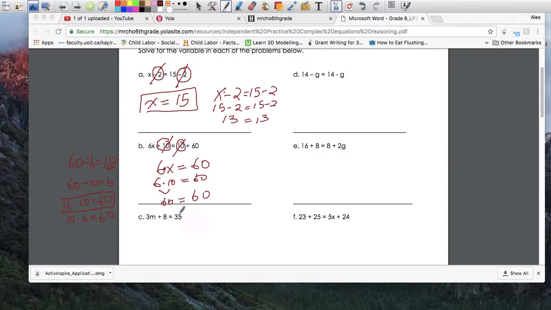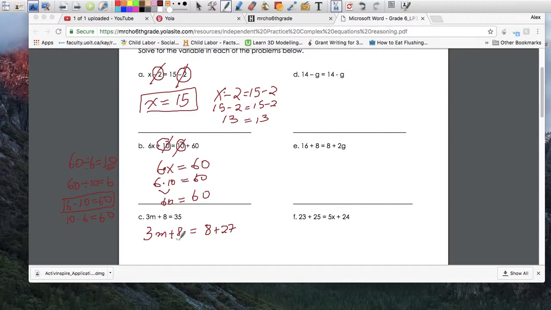3m plus 8 equals 35. Now notice that there's nothing that they share on the left side and the right side, so this one's a little tricky. What I'm going to do is write 3m plus 8, and then instead of 35, I'm going to break 35 into the sum of two numbers, one of them being 8. If one of them is 8, well, 35 minus 8 is 27. So another way of saying 35 is writing 8 plus 27.